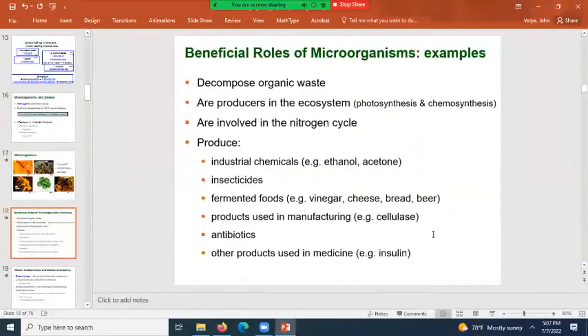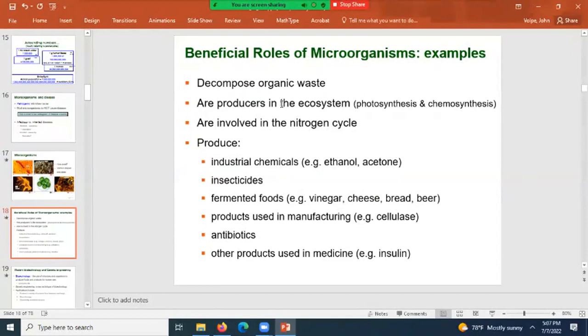We did mention that microbes play beneficial roles in the environment as well as beneficial roles for us. Some examples of the beneficial roles that microorganisms play is that they're very good at decomposing organic waste. All organic waste is either broken down by a microbe or a fungi. And mushrooms are fungi and they do decompose, but that would be the largest decomposer.